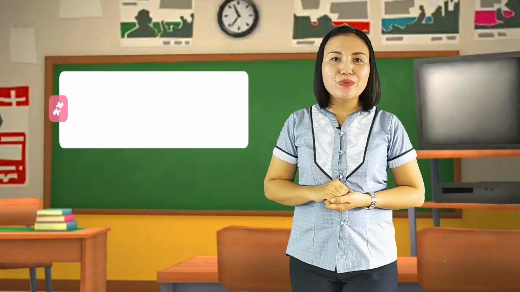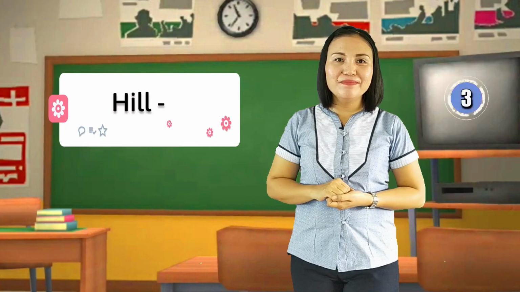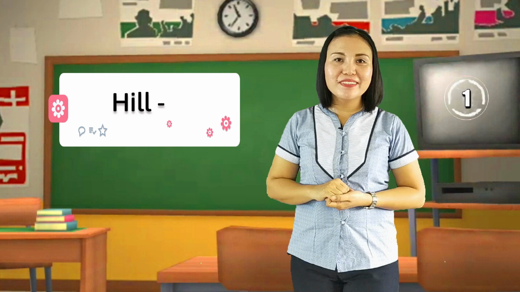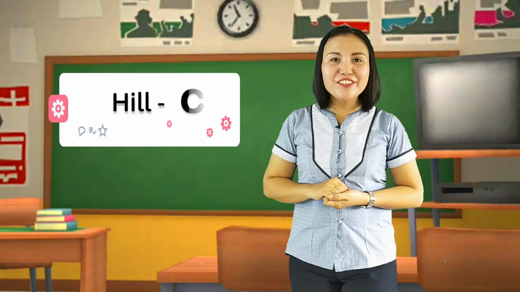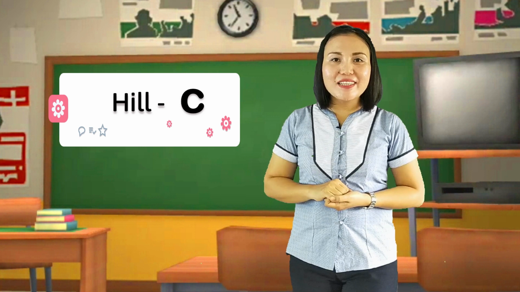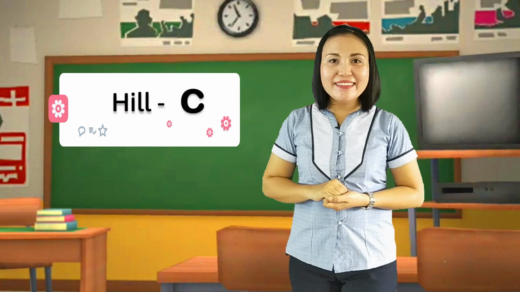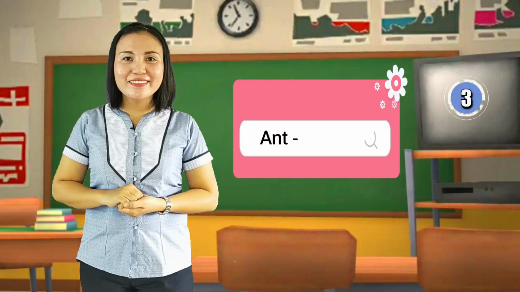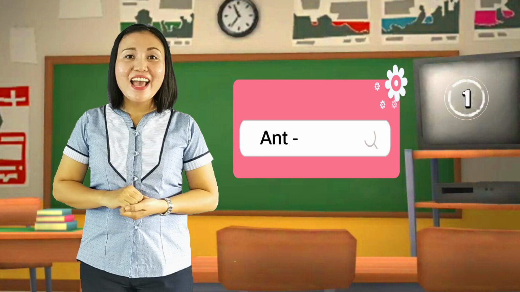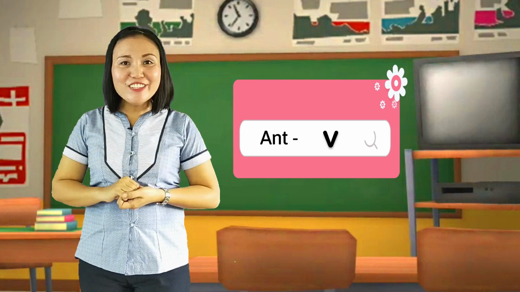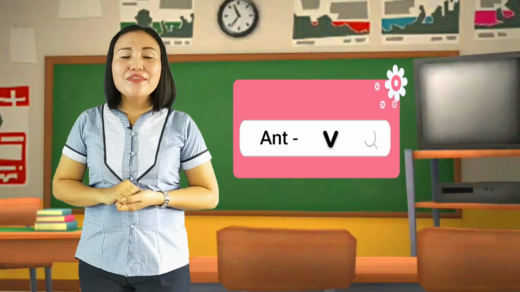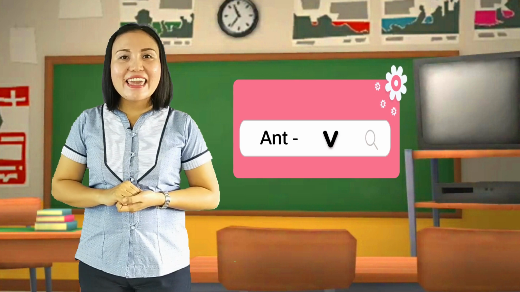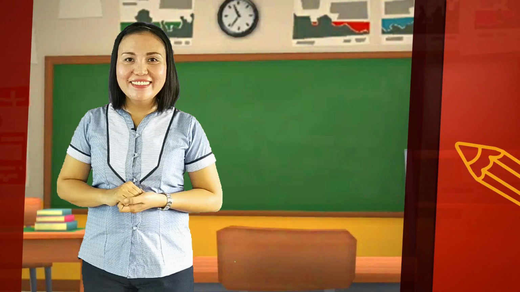Number 2. Hill. Excellent! The answer is C. The word hill starts with H, which is a consonant. Number 3. Ant. Awesome! The answer is V. The first letter in ant is the vowel.